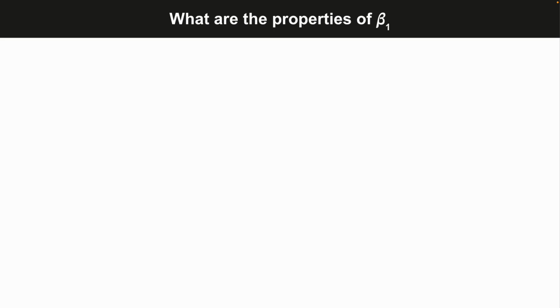From here, how do you estimate it? So beta 1 has to be a random variable, right? How do you make it a random variable?